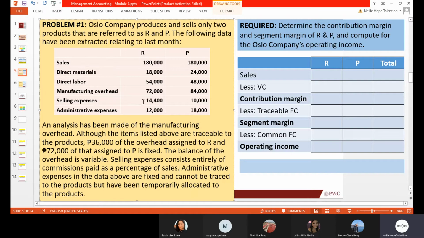Although hindi sinabi how many percent exactly, pero sinabi lang dyan, sige nga, isolve niyo nga yung percentage, yung rate. You know how? Where's my calculator? Wait lang, I guess.